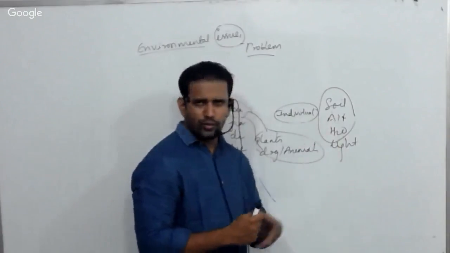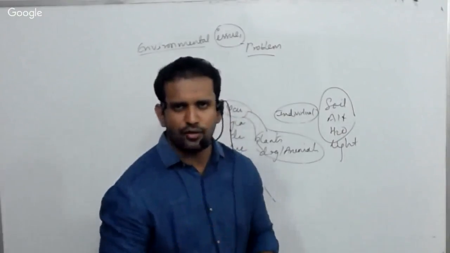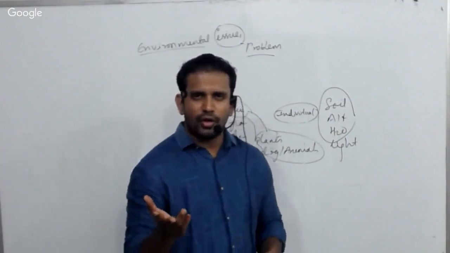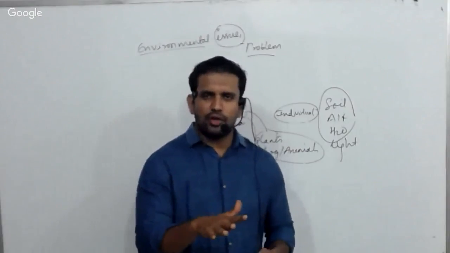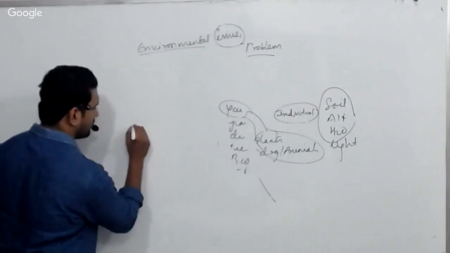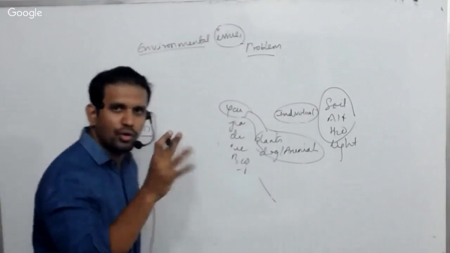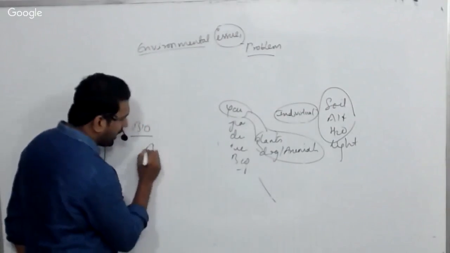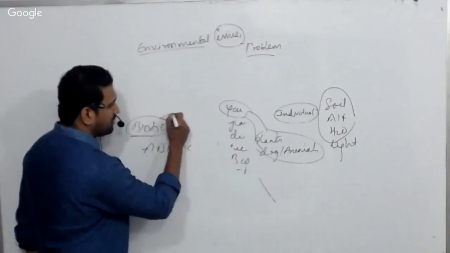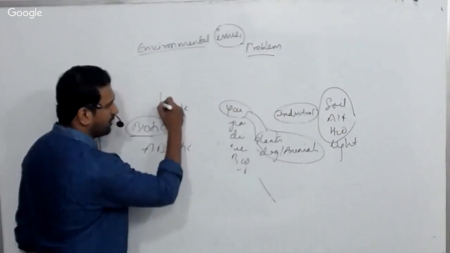In environment we don't call it living and non-living. In biology we call it living and non-living. In environment, the one which has life is called biotic, and the one which has no life is called abiotic. Bio means life, having life.